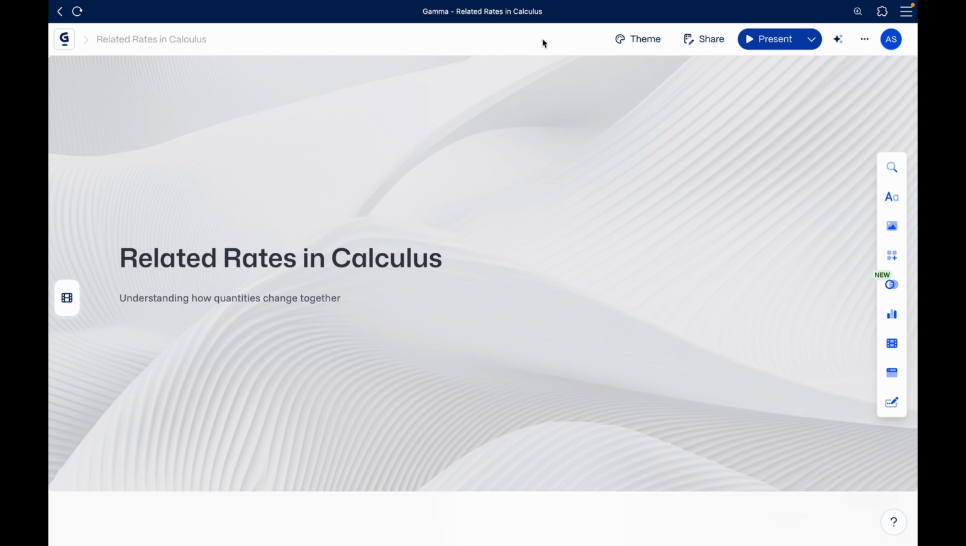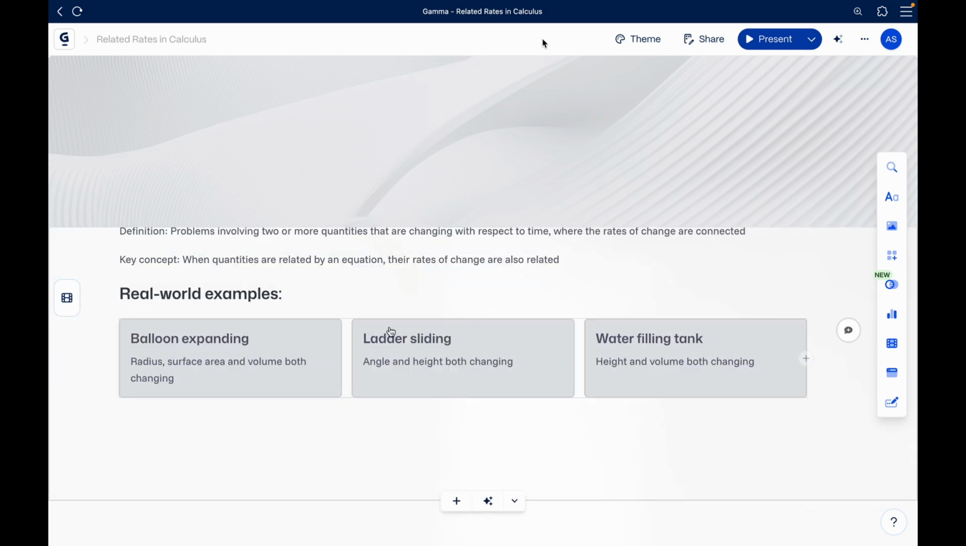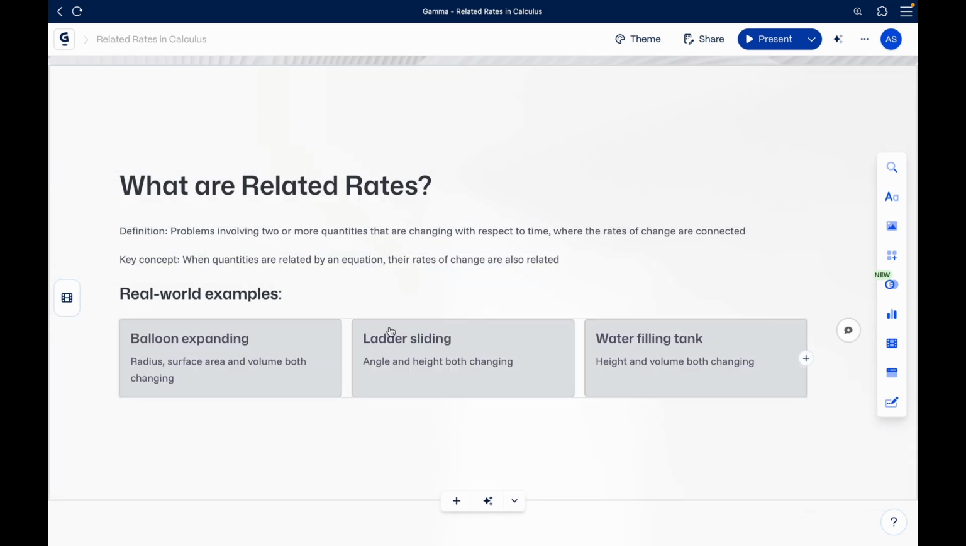Today we will be talking about related rates in calculus and understanding pretty much how quantities can change together. The exact definition of related rates is problems involving two or more quantities that are changing with respect to time, where the rates of change are connected. Basically, we have one quantity changing with respect to time, but we also have another quantity changing, and we can find a way to relate both of those quantities changing. Normally, they're related by an equation or by geometry.